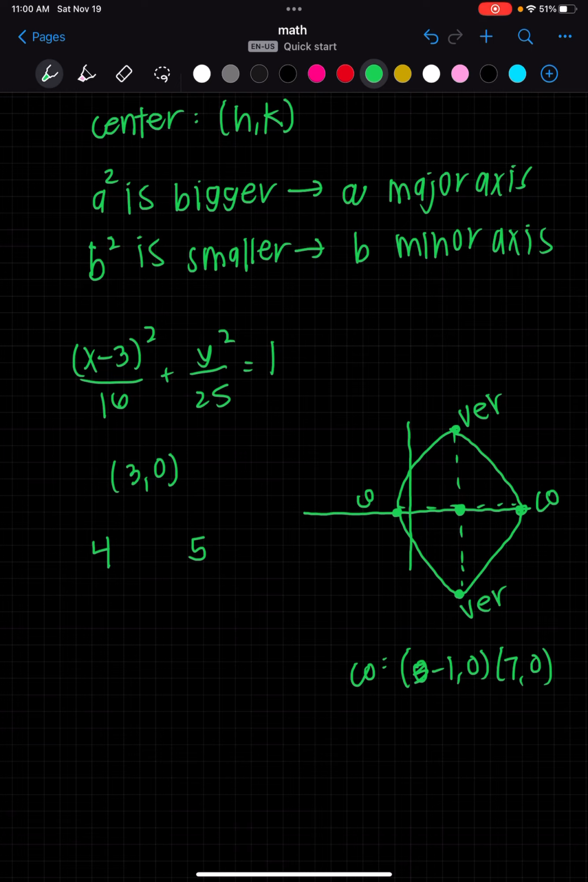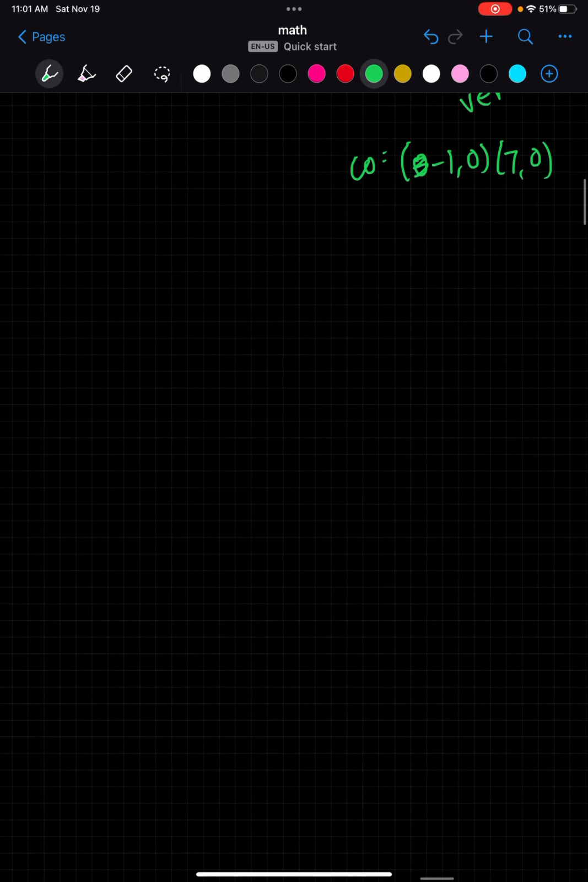Number 2 doesn't have a number on the bottom of the y's. Just make it 1. And so you could rewrite it as x squared over 36 plus y minus 1 squared over 1 equals 1. And then the next section asks you to put things into standard form.